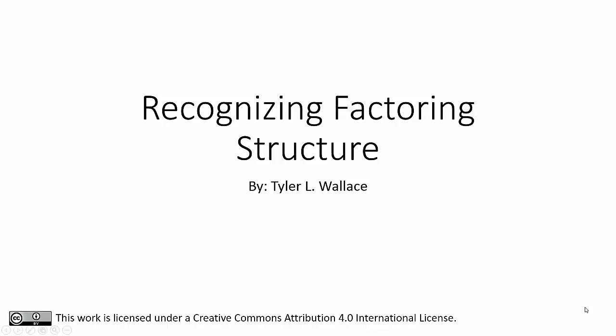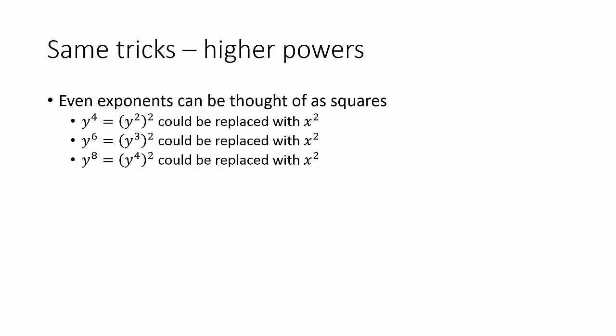Once we're really comfortable with factoring, we can start to recognize the same structure in more complex factoring problems. We're going to use the exact same tricks we've used thus far, but we're going to see those tricks used with higher powers or higher exponents. The idea here is if I'm dealing with an even exponent on my variable, maybe y to the 4th, y to the 6th, or y to the 8th, we can think about that as another variable squared. Because if I pull the squared out of the exponent, it's like dividing the exponent by 2.